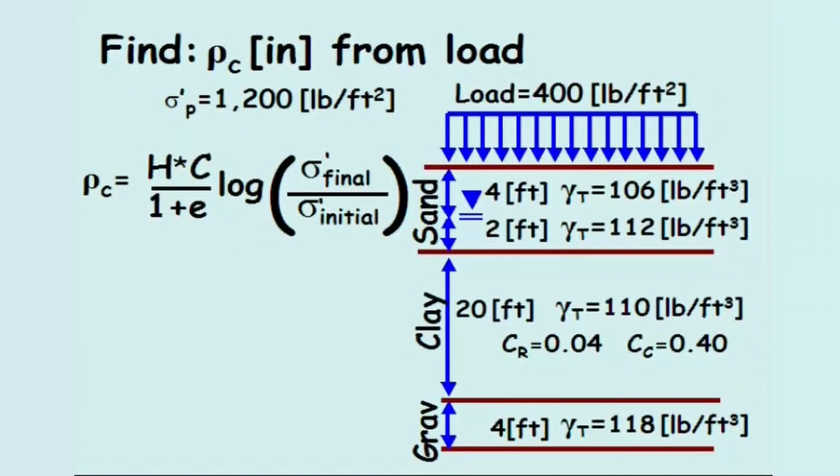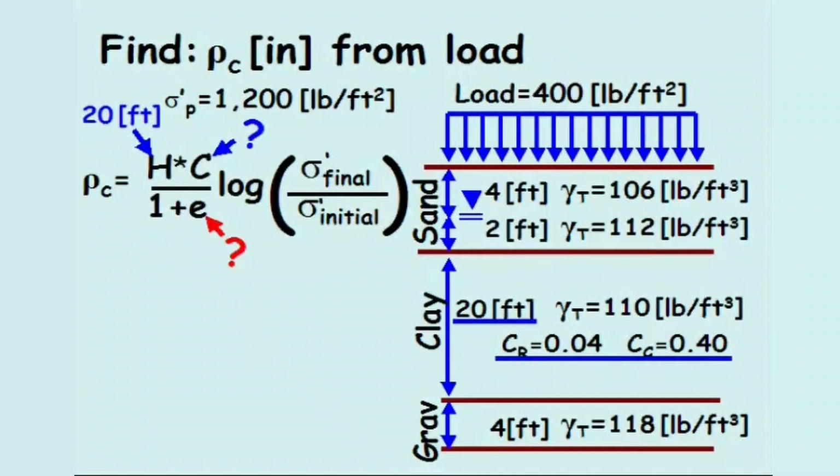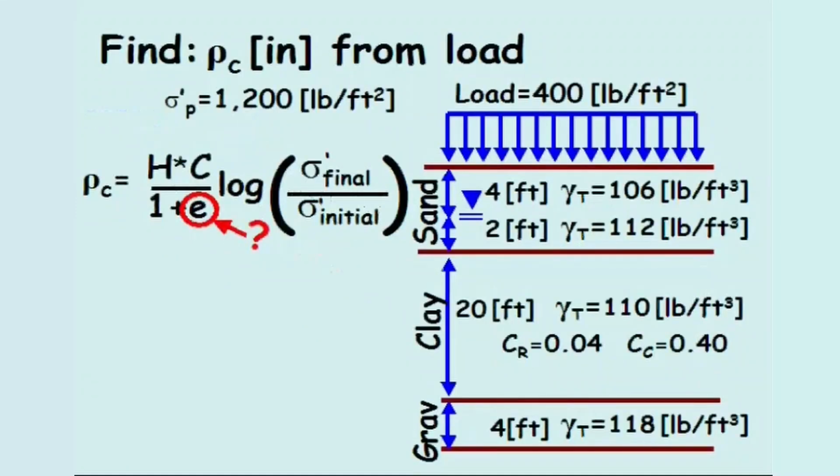Looking at our general consolidation settlement equation, we know the height of the clay layer is 20 feet, but we don't know which compression index to use, nor do we know the initial void ratio, nor do we know the initial and final vertical effective stresses. Let's first solve for the initial void ratio.